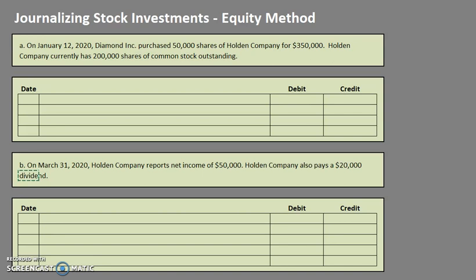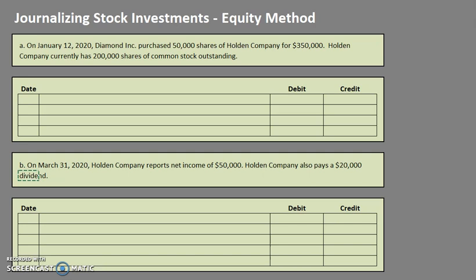Here we're going to be going over the equity method of journalizing stock investments. If you are looking for the cost or fair value method, please go to the description below. I'll have a link to that video in the description for you. In this case, we're using the equity method, which means that this company is able to have a significant influence on the company that they are investing in.